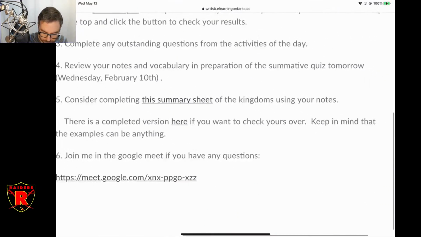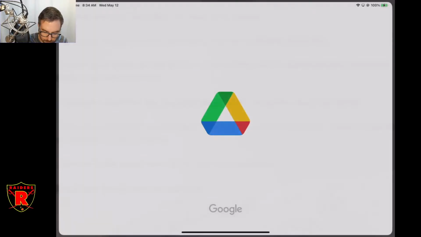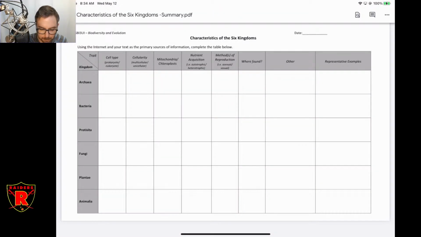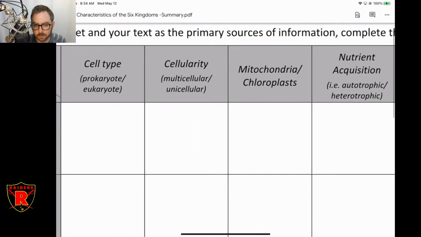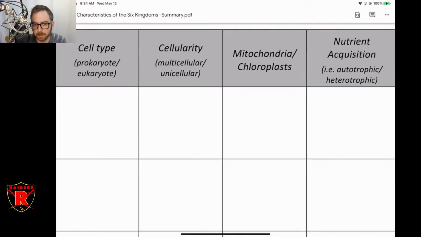I mentioned the summary sheet. Here it is down at the bottom. This is also on the day 4 tab, but this is the summary sheet right here. You're going to download that and fill that in once we're done the animals section. It's just asking you, for each kingdom, for example, for archaea, what type of cells are archaea? Are they multicellular or unicellular? And keep in mind that the answer could be both. It isn't for archaea, but it could be.